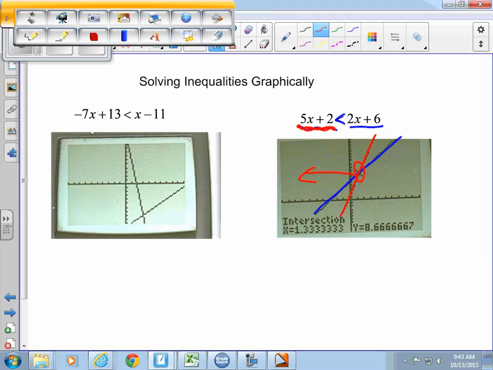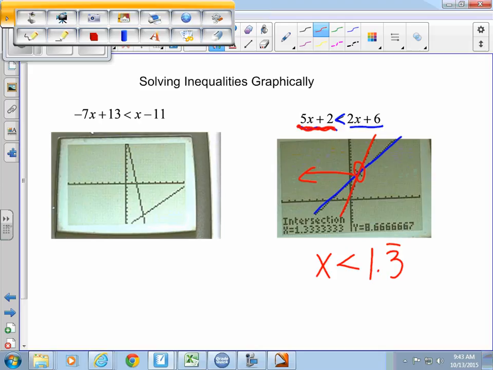What is the x? X is less. Perfect. Why is x less than 1.3 repeating? Because that's what we said. We said it's that way, right? Yeah. To the left. So you can kind of see how that graphing helps us with this.